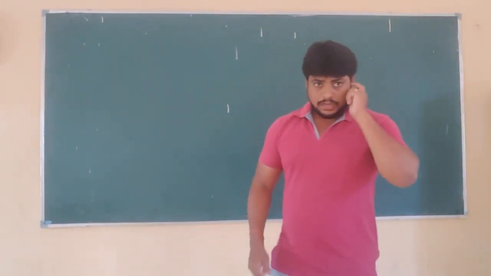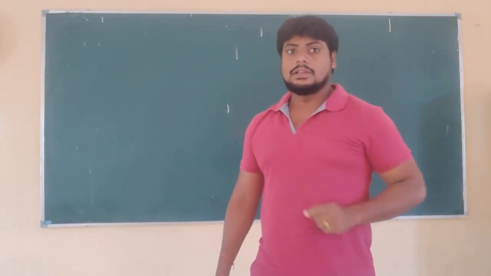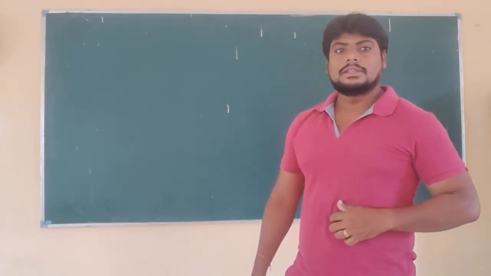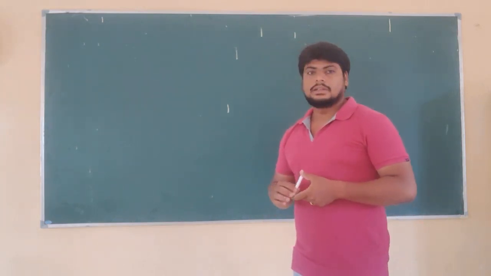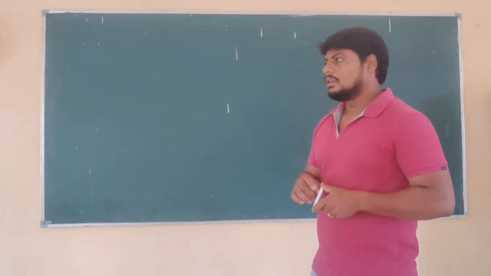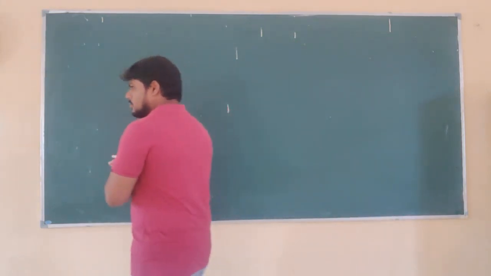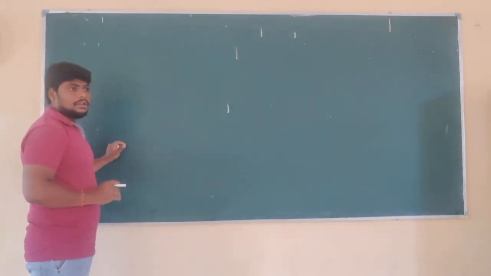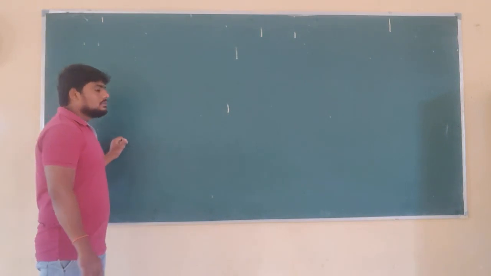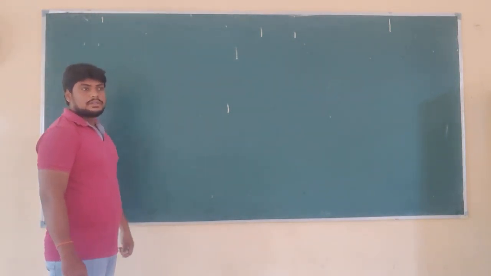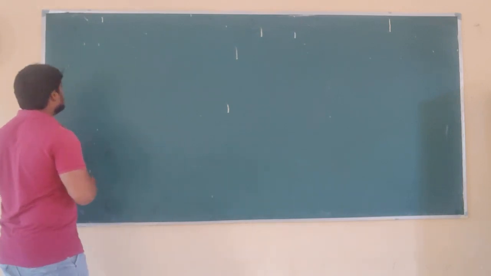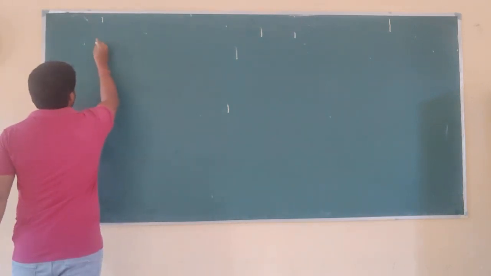Students, in yesterday's class we discussed the types of asexual reproduction, like the budding method, and we also saw another method of asexual reproduction, spore formation. Now we are going to discuss another mode, vegetative propagation.